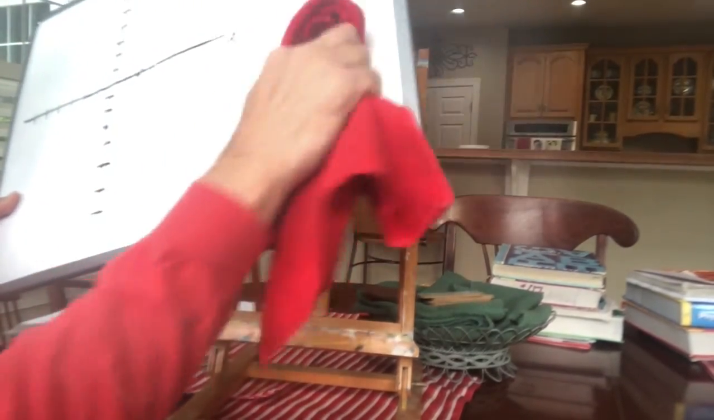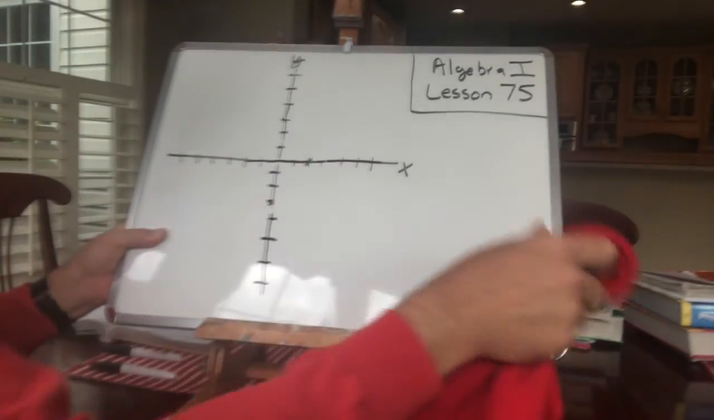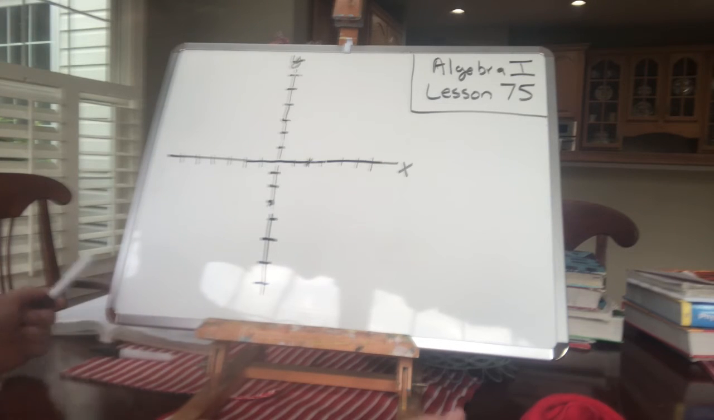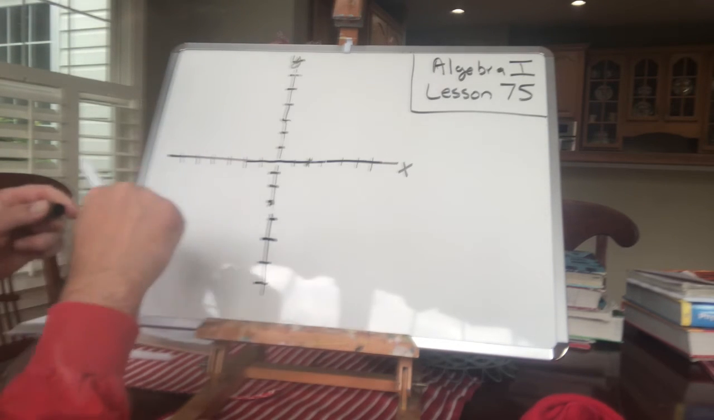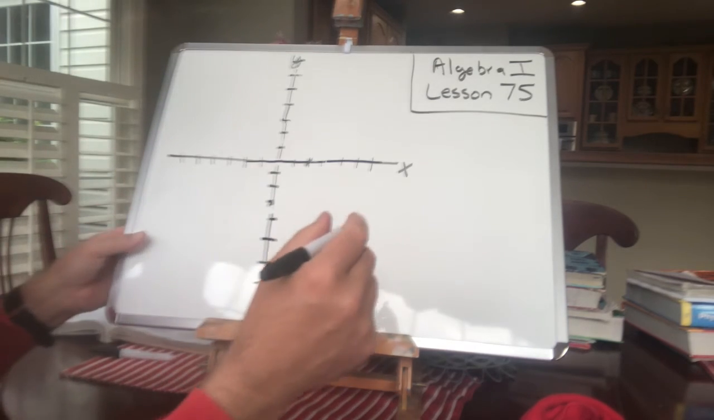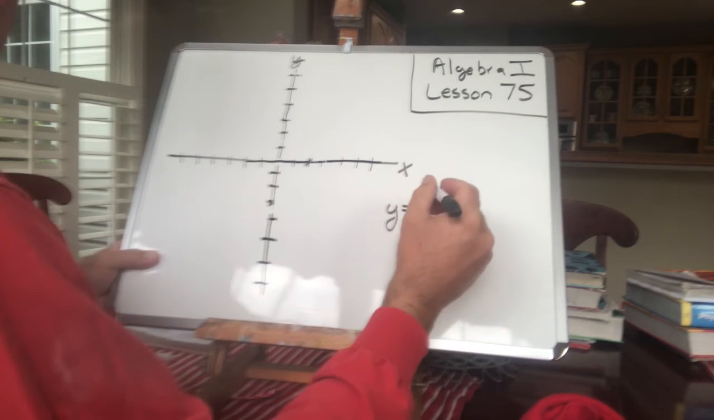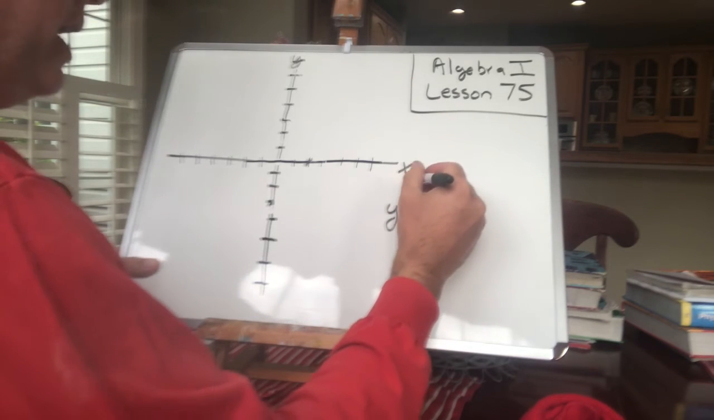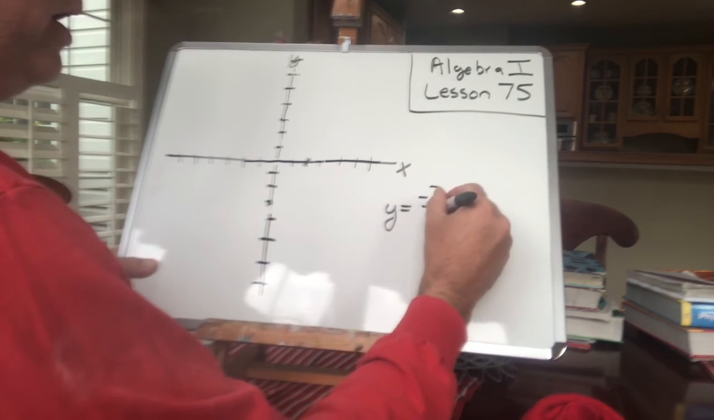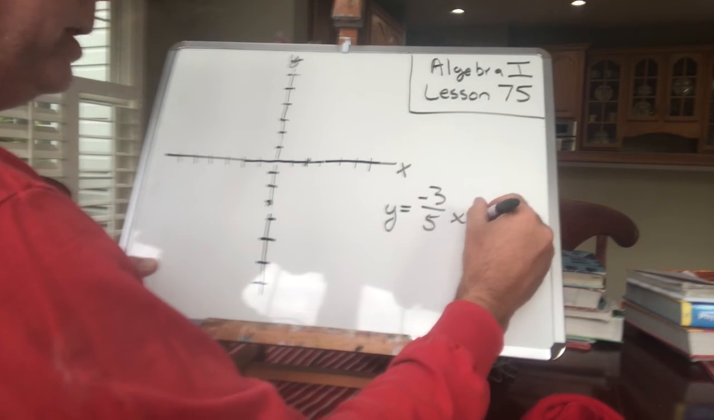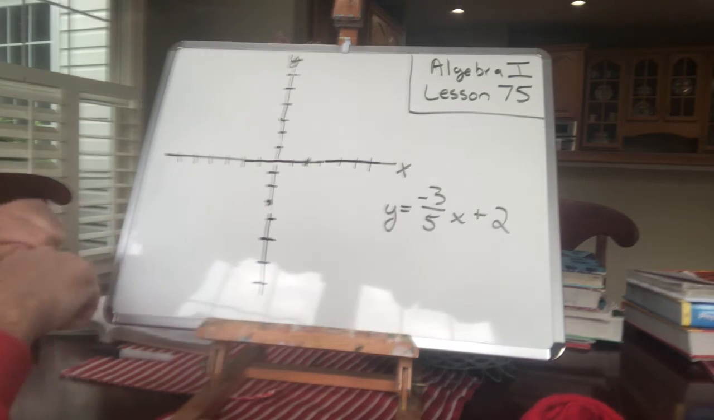Okay. The other part of this is they're going to give you an equation and they want you to graph it. They give you the equation, and this equation is y equals -3/5 x plus 2. Okay, let's graph it.